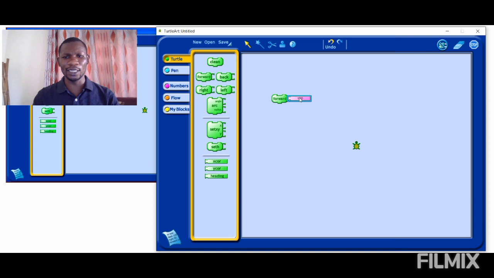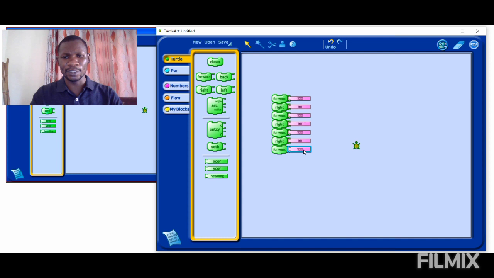We choose forward, and then we choose the number of pixels or the length of the sides that we want. We want a side with 300 pixels, and then you turn right 90 degrees because a square has an interior angle of 90 degrees, and a square has four sides. That is why we make four forwards. We make also four rights because we have four angles. Right 90 degrees, forward 300. Make sure you choose the same length.